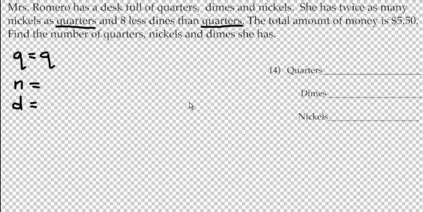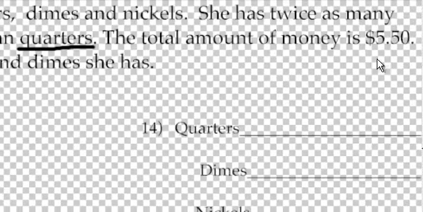Okay, this is a bit of a nasty one. It's all about trying to find out how many quarters, nickels and dimes you have in a jar if the total amount of money is $5.50 for this particular question. Now, the thing is you can't just say I've got quarters, nickels and dimes. You've got all these different coins. You don't know what it's going to be. It could be anything. So what we do is this.